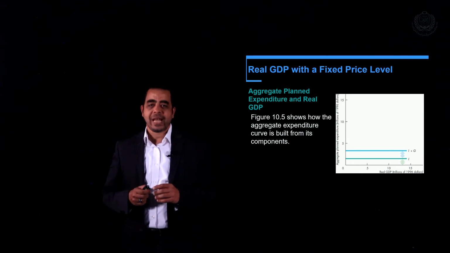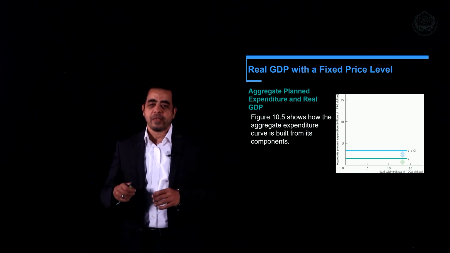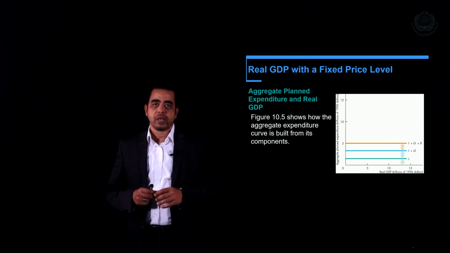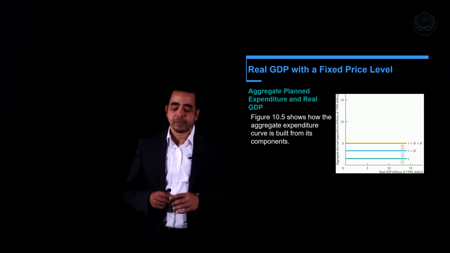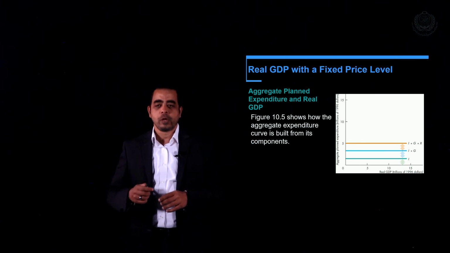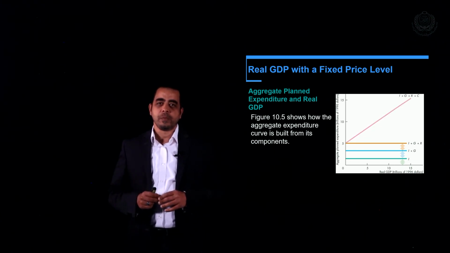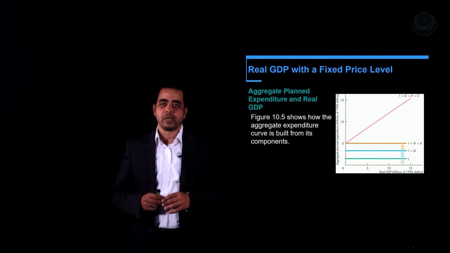Then we will add the government purchases. Government purchases also are independent. They're not affected by the GDP. And then we add exports, still independent, or not affected by the GDP. Then we're going to add consumption. As you can see, consumption is affected by the GDP as it's affected by the disposable income.